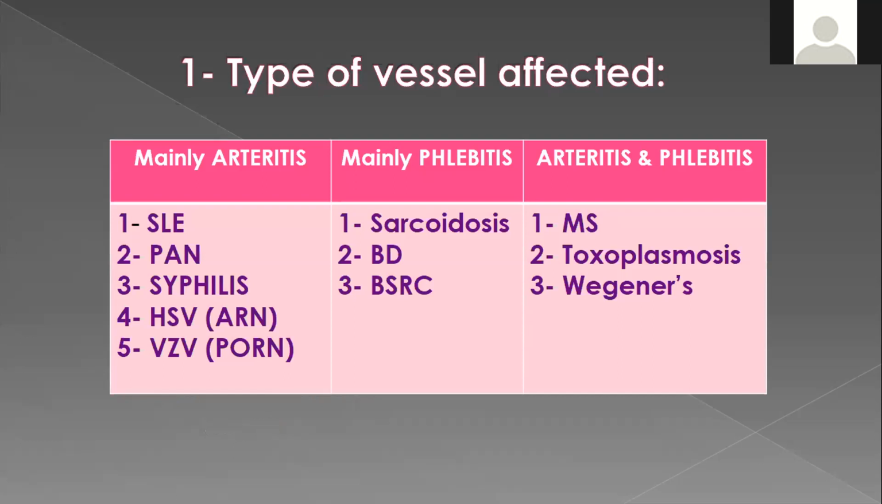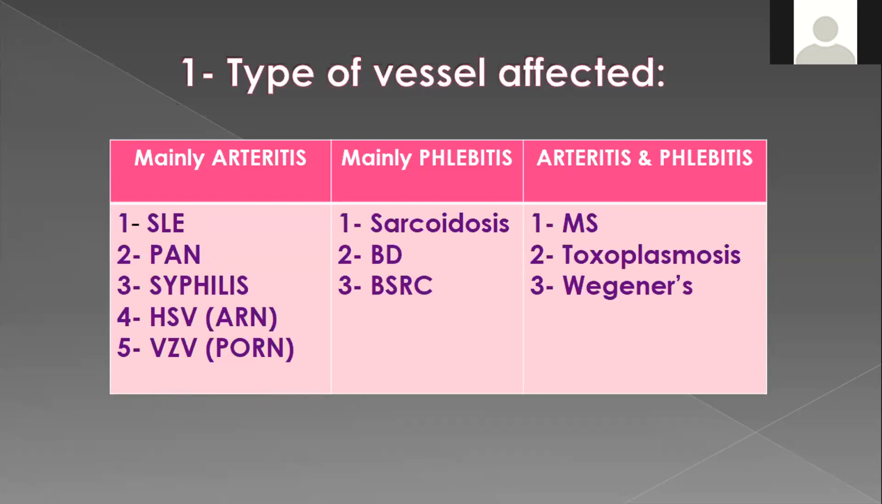When you get a case of vasculitis in which the arteries are the main type of vessel affected, these are your VIPs. These are the top of the list causes, at least in Egypt: systemic lupus erythematosus, polyarteritis nodosa, syphilis, which is resurging, and herpes viridae, both the simplex and the zoster.